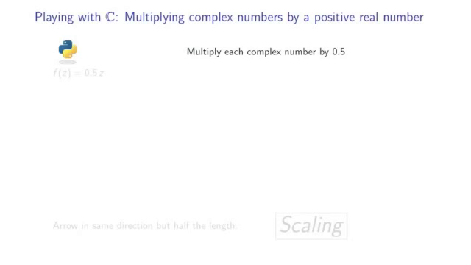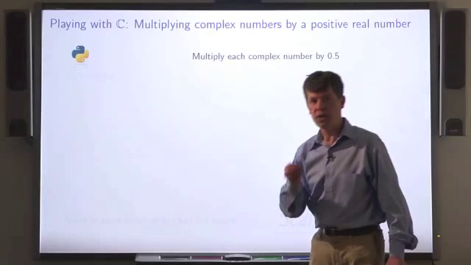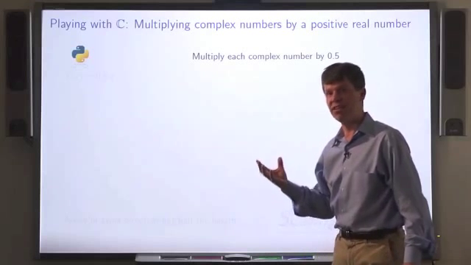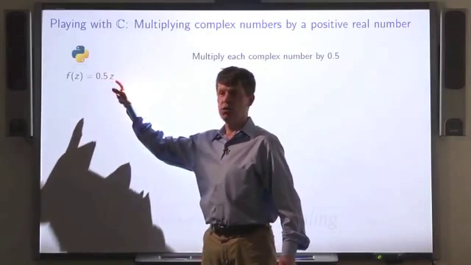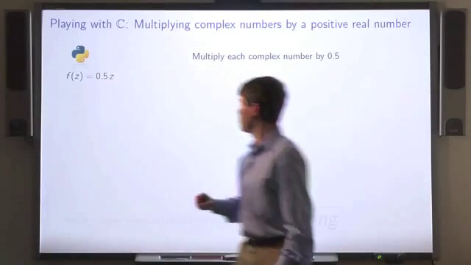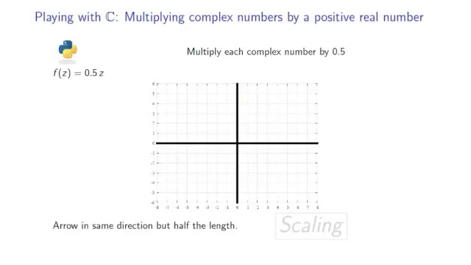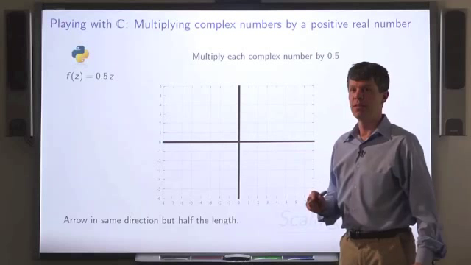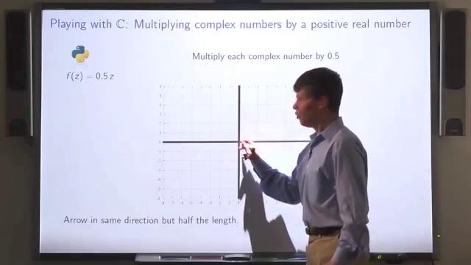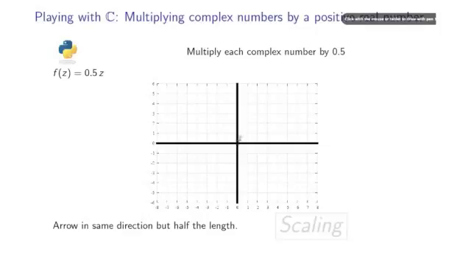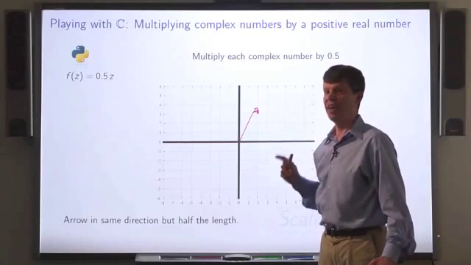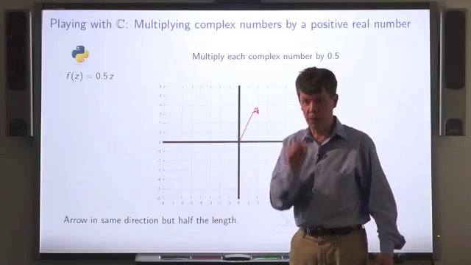Consider the operation of multiplying a complex number by 0.5. What's the geometric interpretation? How does this affect arrows representing complex numbers? So we're applying the function f of z equals 0.5 times z. Let's say we start with the complex number 2 plus 4i. We represent that by an arrow that moves 2 units to the right and 1, 2, 3, 4 units up. So this arrow.